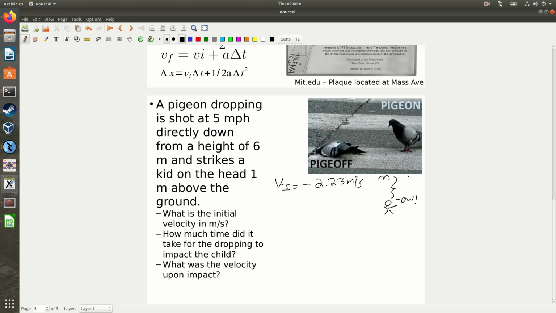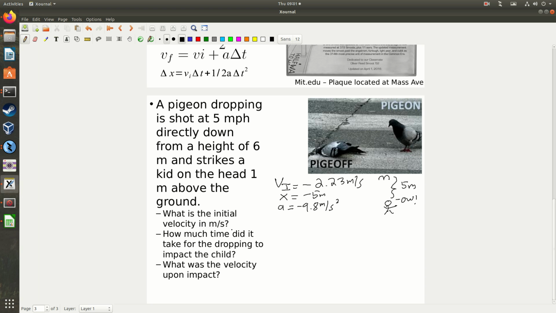All right, so we know that this is 6 and this is 1, so the actual displacement is going to be 5. The reason I drew this is because your x is going to be negative 5 meters, because it's only going to travel 5 meters. And then you should know at this point, or rather remember, because it's been a few weeks, the acceleration due to gravity is negative 9.8 meters per second squared. So we know 3 things.